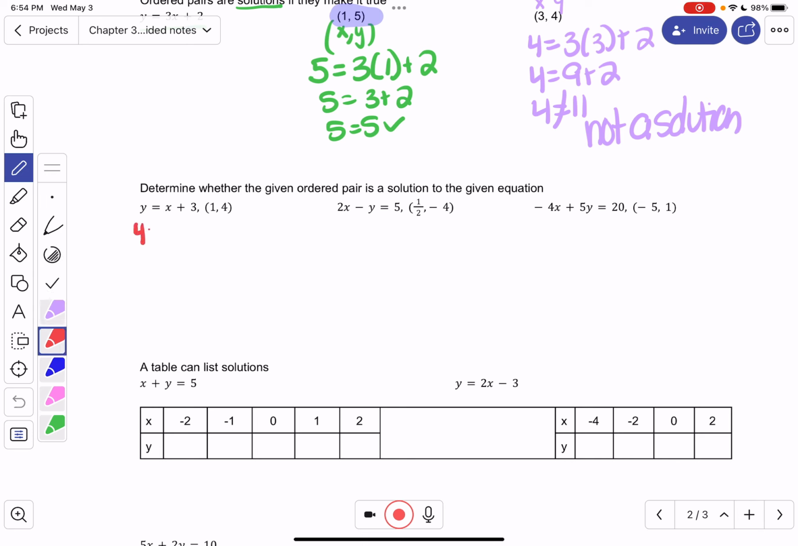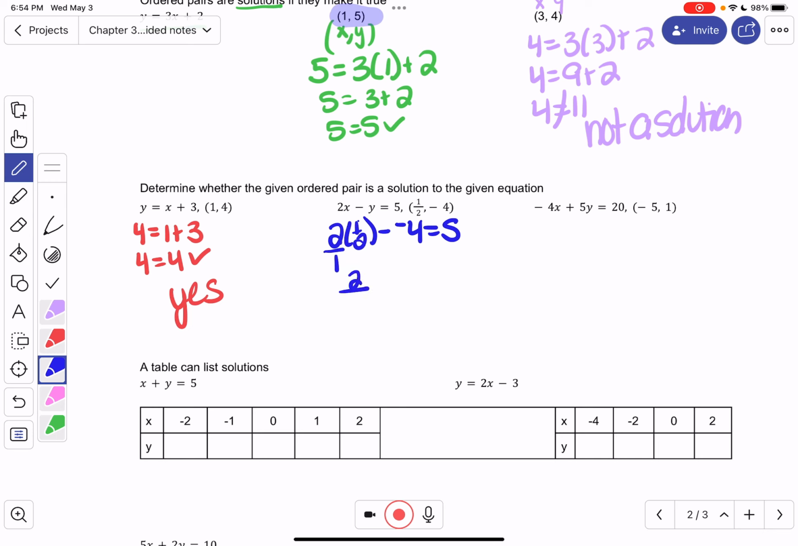First one, 4 equals 1 plus 3. 1 plus 3 equals 4. So yes. The second one, 2 times 1/2 minus -4 equals 5. 2 times a half, we do top times top. So 2 times 1 is 2. Bottom times bottom, 1 times 1 is 1, and 2 divided by 2 is 1. When we subtract a negative, that's really adding. It's like saying taking away the fact that I owe money. So it's like saying 1 plus 4 is 5, which it is. So this is also a solution.